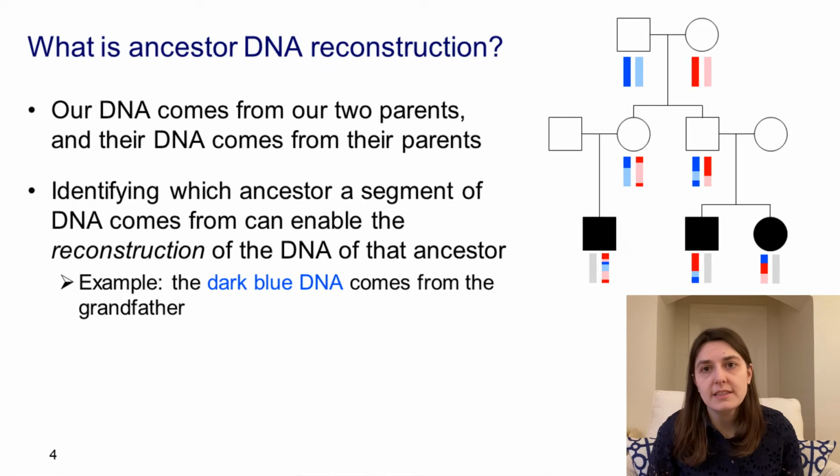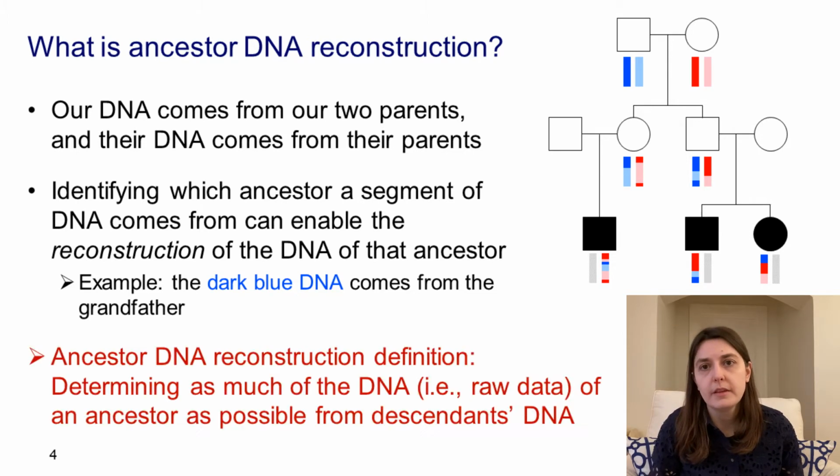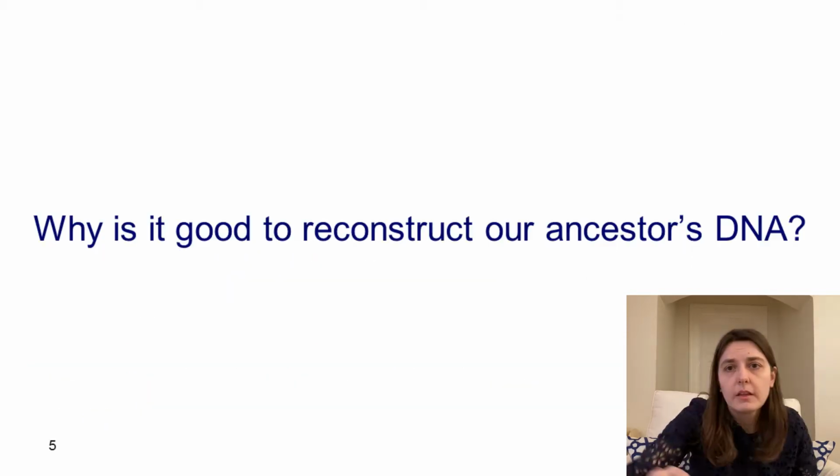Now, unfortunately, the DNA isn't color-coded, so we can't immediately apply this sort of principle in practice, but if we were to be able to somehow identify that these segments of DNA came from the grandfather, then we could reconstruct that grandfather's genome. So as a definition, throughout this talk, we will say that an ancestor's DNA is reconstructed when we have determined as much of the DNA as we can from that ancestor's descendants.